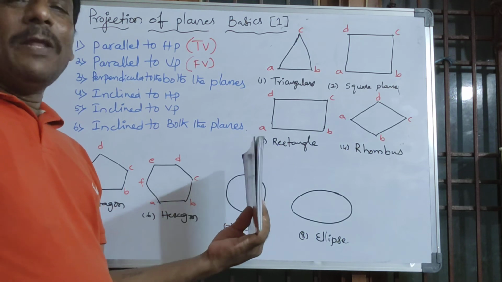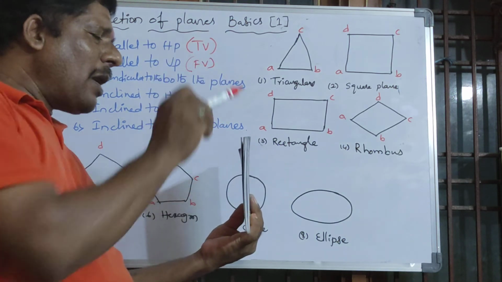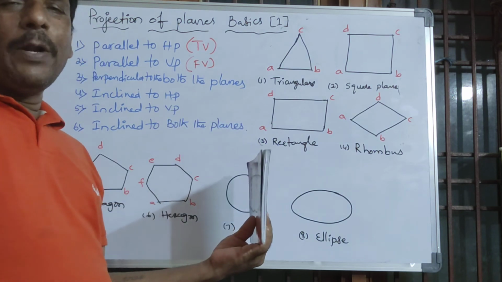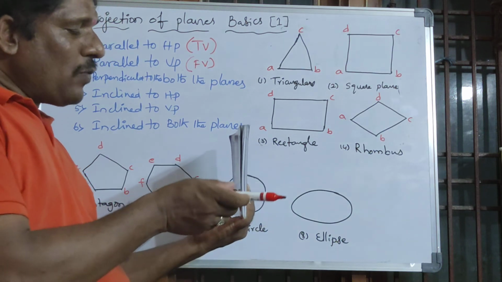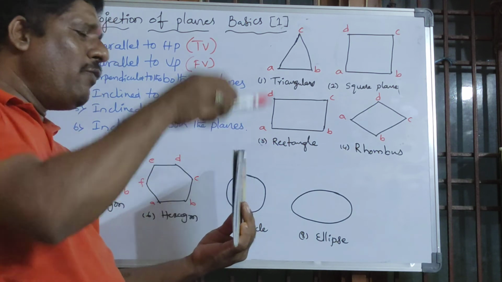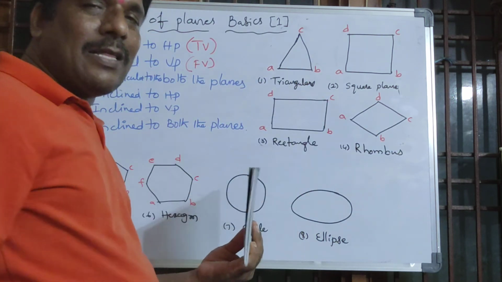When the plane is perpendicular to both the planes, the full view is not visible from top view as well as from front view. So that is the view of inclined to both the planes. When the plane is inclined to both the planes, from front view a line is visible and from top view also a line is visible. If you want the full view, you must go for side view. So here another view is adding.